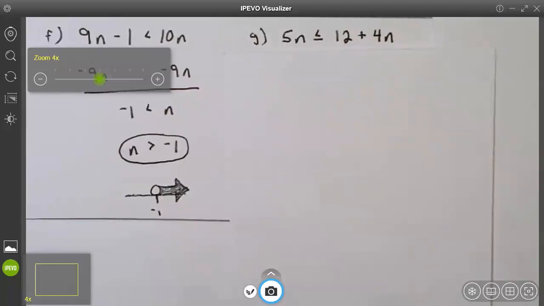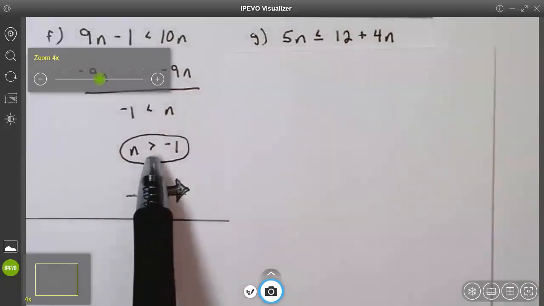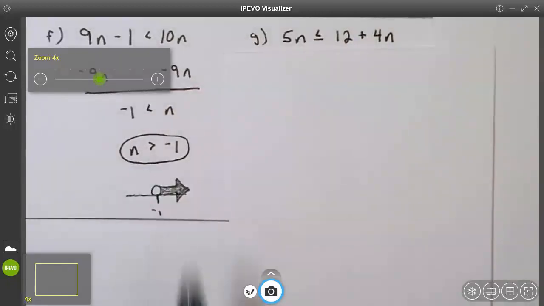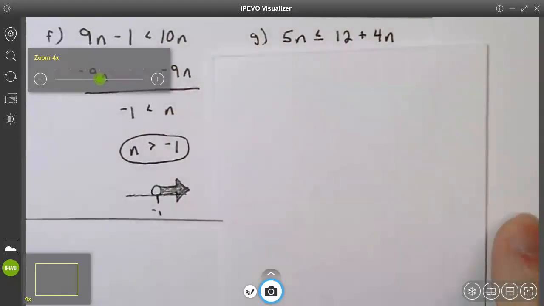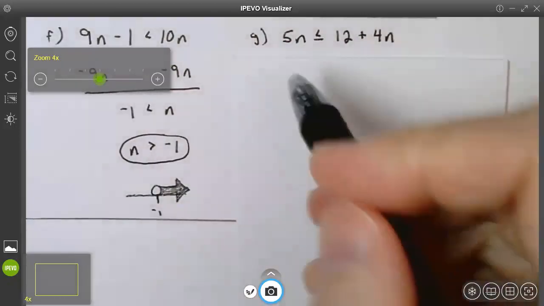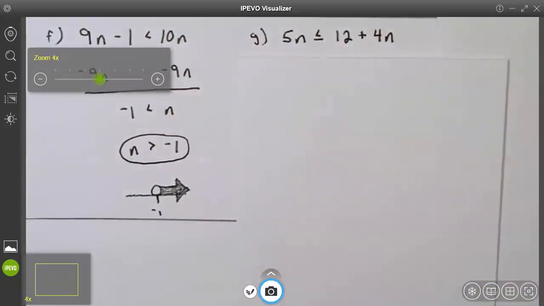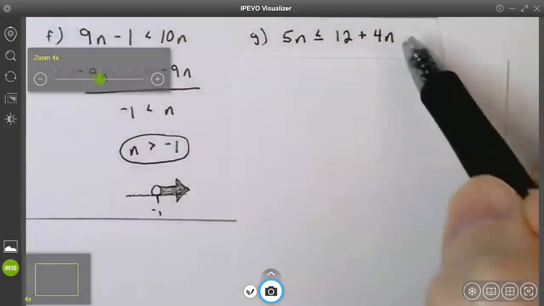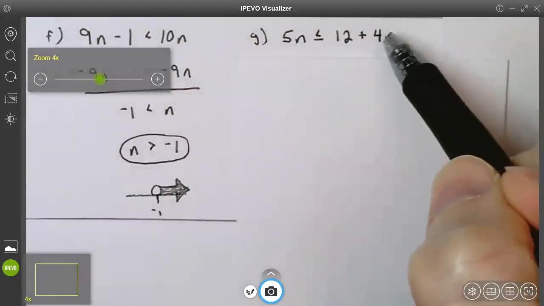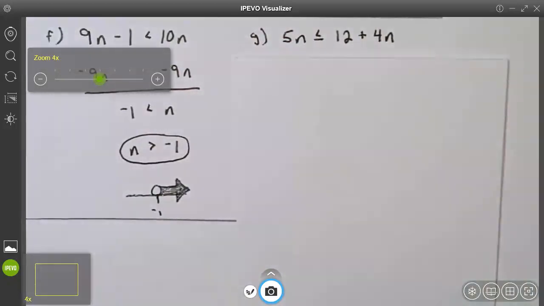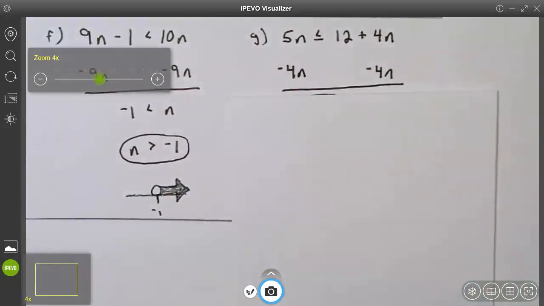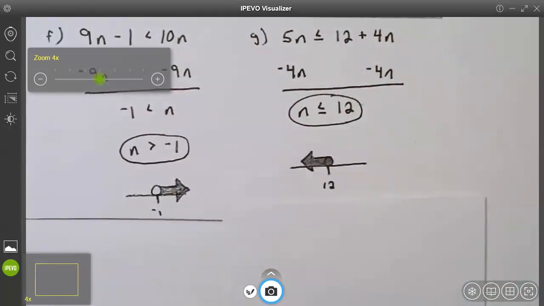We can also practice graphing all of these. N is greater than negative 1 would be open circle to the right over the negative 1. On G, I have a variable on both sides, but a constant only on one. Both sides are already simplified, so I need to move this variable away from my constant by subtracting 4n from both sides, which gives me my answer. N is less than or equal to 12. That would be closed circle to the left over the 12.